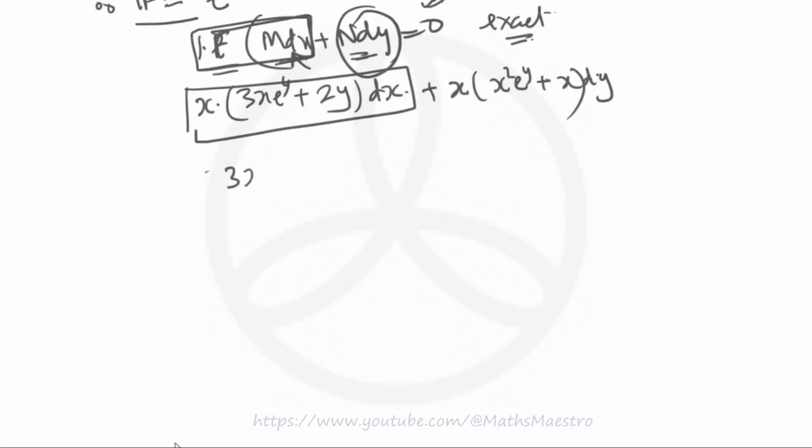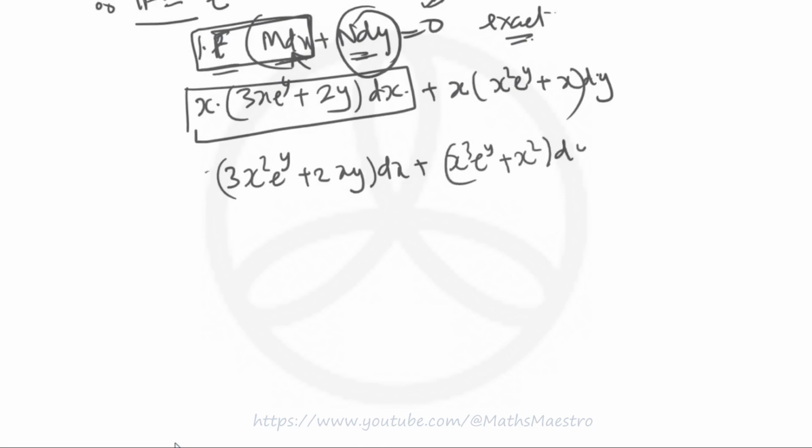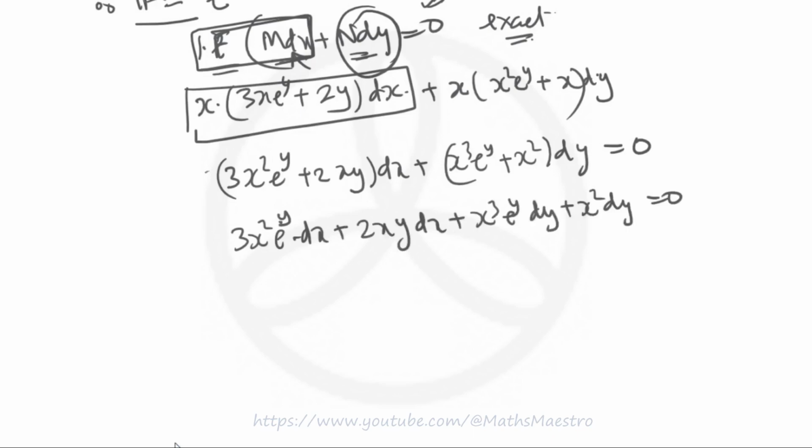Okay, so we have 3x² e^y + 2xy dx + x³ e^y + x² dy. Now we can open it and write everything separately without any problem. Apply integration on both the sides.